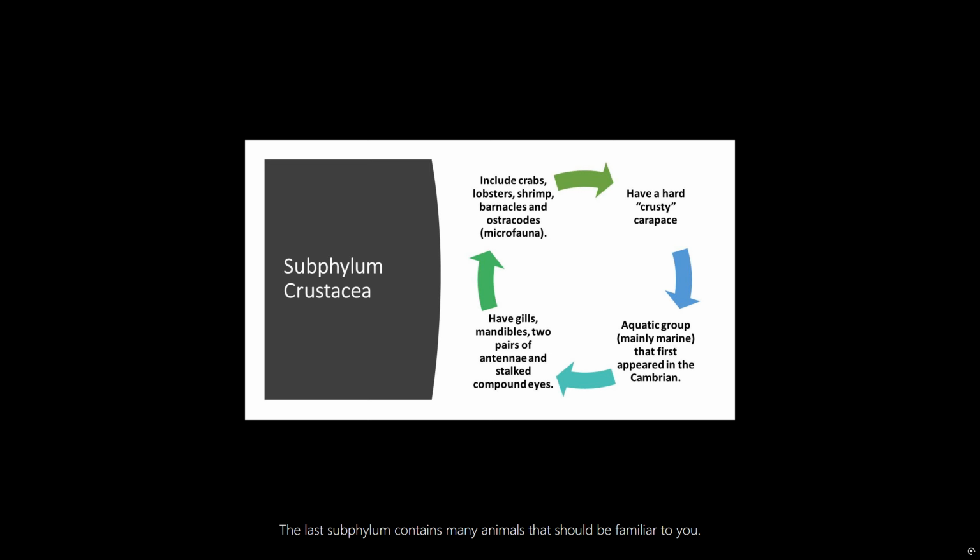The last subphylum contains many animals that should be familiar to you. Subphylum Crustacea, which includes crabs, lobsters, shrimp, barnacles, and microscopic ostracods. They all have a hard, crusty carapace, gills, mandibles, 2 pairs of antennae, and stalked compound eyes. They are a primarily aquatic group that first appeared in the Cambrian. The majority grow by ecdysis.